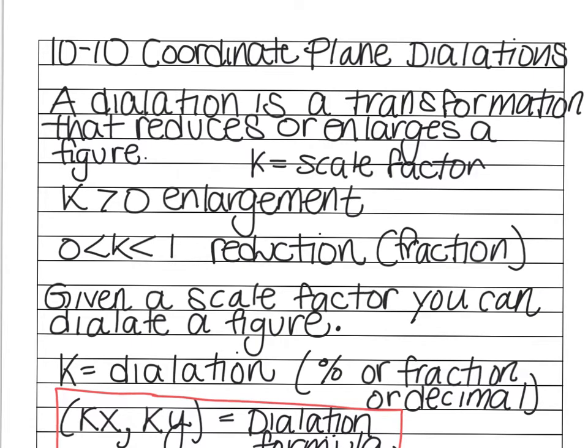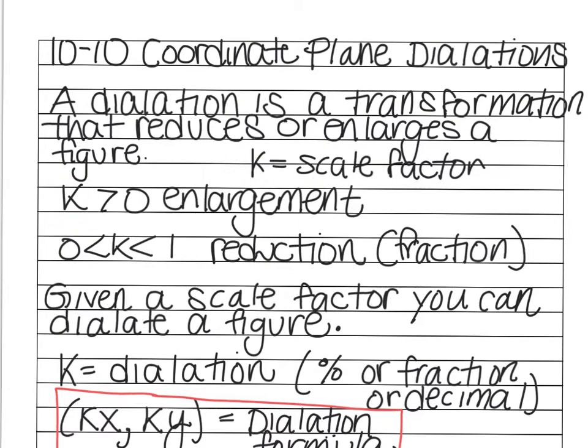Today we are doing 10-10 coordinate plane dilations. A dilation is a transformation that reduces or enlarges a figure. We talked about this before, where we have scale factors, and I used an example where we have a picture and we enlarge it or we shrink it, like if you want wallet size. In order to do that, we do something called a dilation, and we use a scale factor.